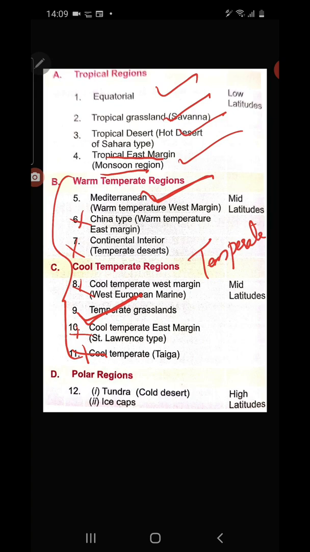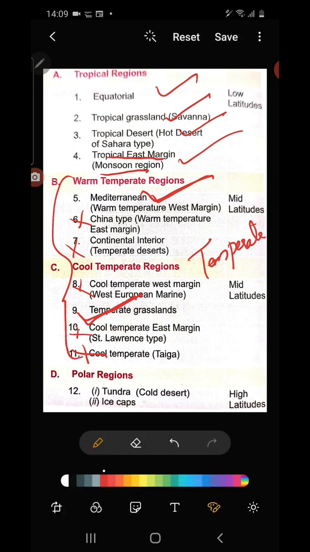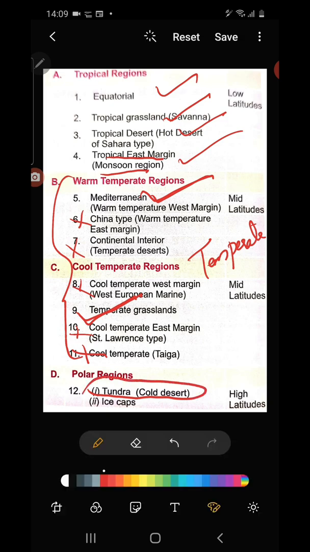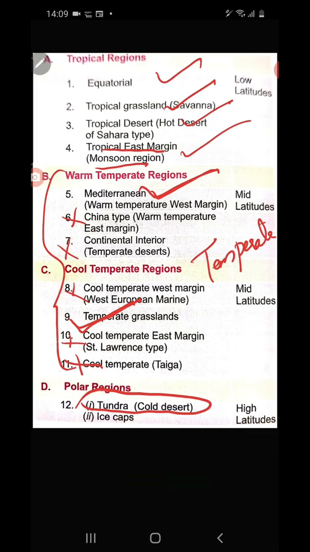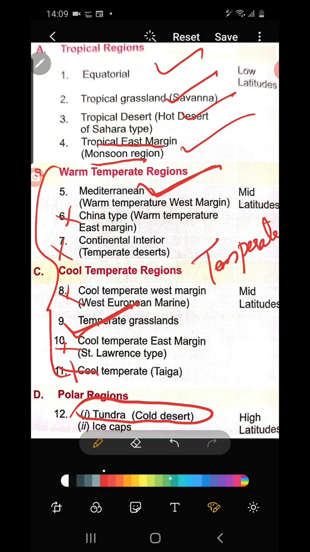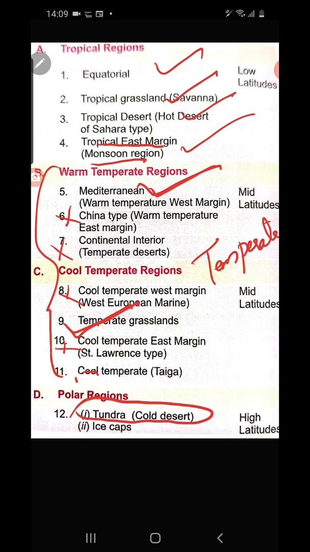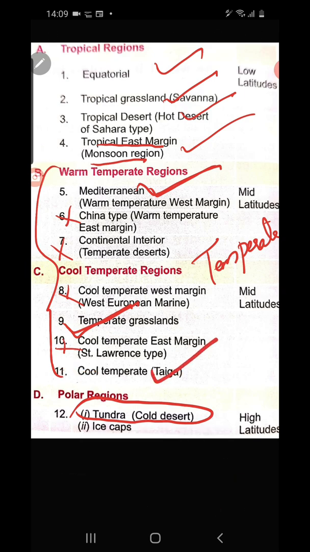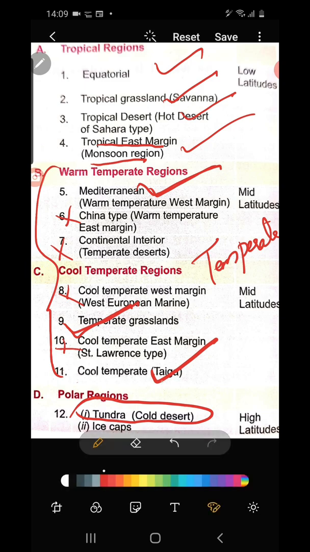And next, when we discuss the polar zone or polar region, which are the regions? Tundra. Tundra is a cold desert region. Below tundra is taiga. Sorry, we have to study taiga in the cool temperate zone. Taiga is also very cold. Very short trees are growing here. Not much vegetation can be found because of the extreme cold.